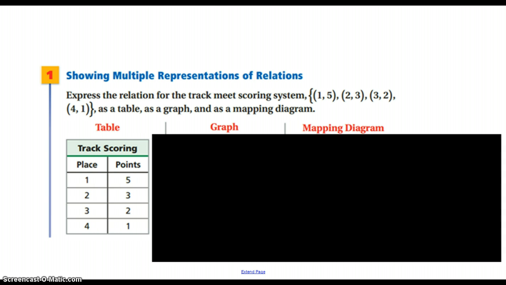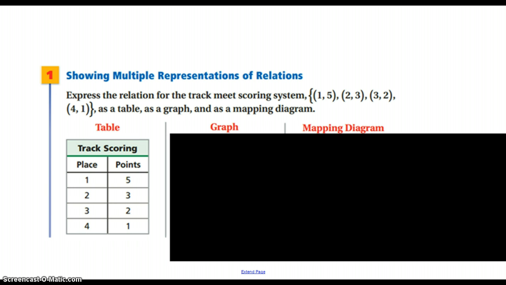As a table, it's basically taking those points and setting up an x-y table where you can have the place and then the number of points in a table.